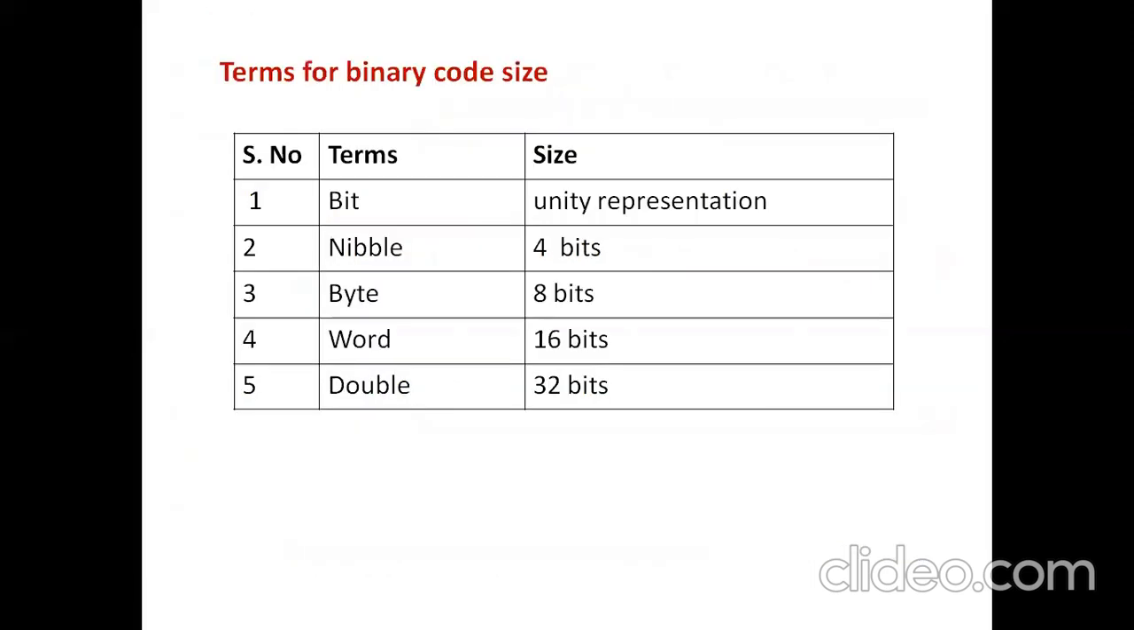So coming to the terms for the binary code size, these are the different binary terms. Bit means it is just a unity representation. It is only one size, one bit. Bit means we have only one unit. It is a single bit representation. And nibble means it is 4 bits. Byte means 8 bits. Word means 16 bits. And double word means 32 bits. This is the size of each and every term which we are using in our binary code.